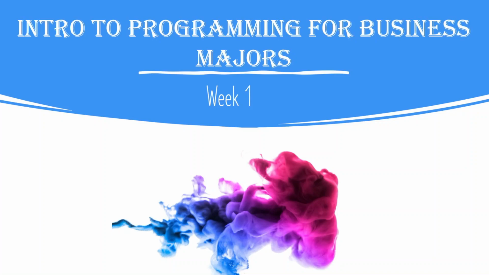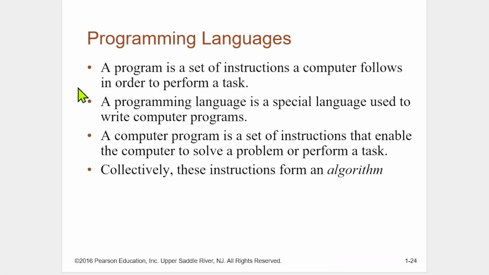All right, hey, this is week one for Intro to Computer Programming for Business Majors, part two of the intro lecture here. Again, this is a very introductory look into computers and software right now. So, programming languages. A program is a set of instructions on a computer that follows in order to perform a task. A programming language is a special language used to write computer programs. A computer program is a set of instructions that enable the computer to solve a problem or perform a task. Collectively, these instructions are known as an algorithm.